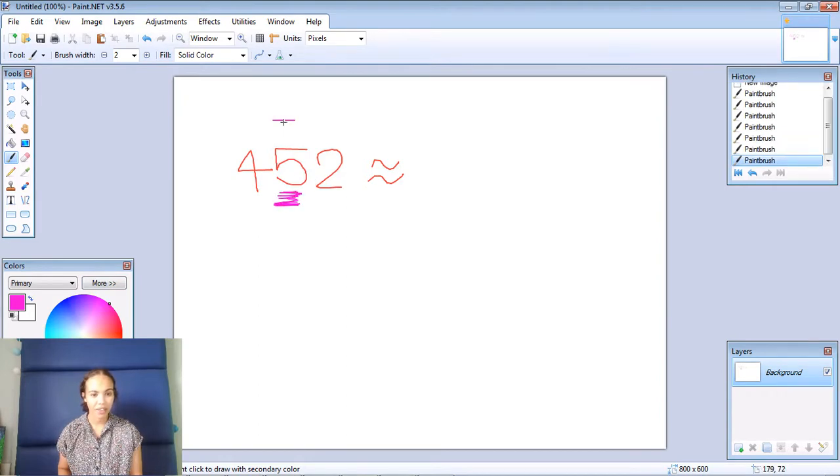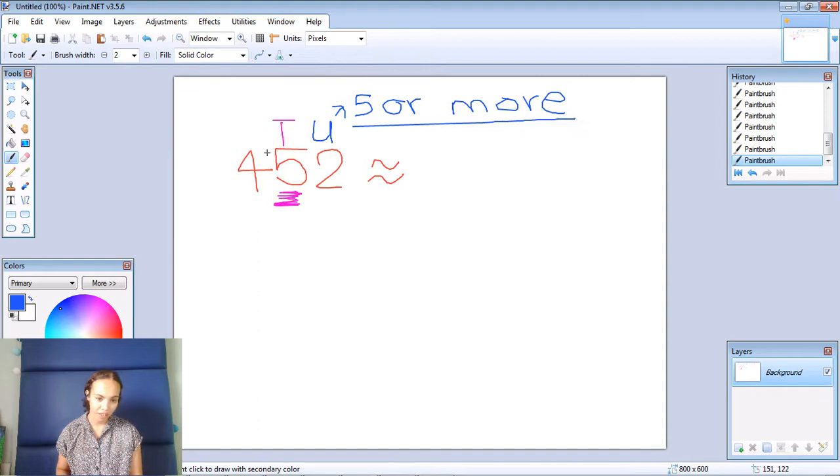So this is my tens column over here. The rule said, please look at the units column. If the units column is 5 or more, then I round up. But this is not 5. This is less than 5. So I'm rounding down. 450. There we go.